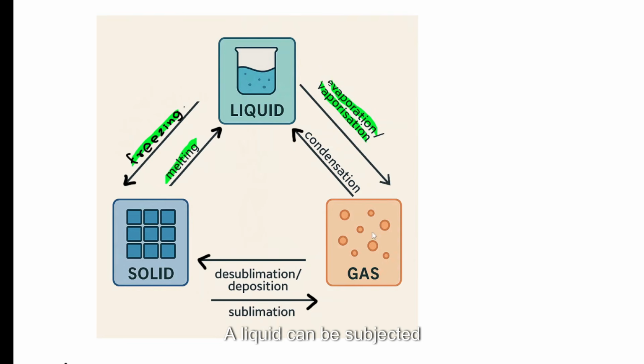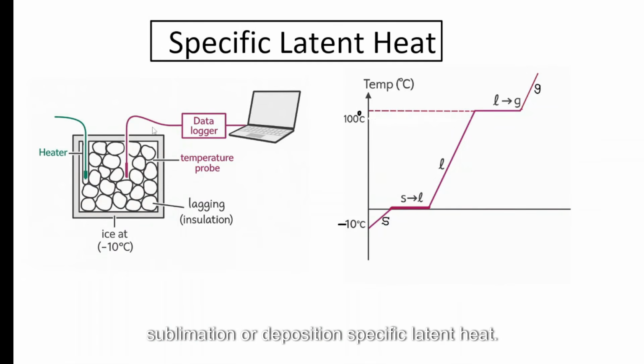A liquid can be subjected to evaporation or vaporization to turn it into a gas. A gas can be condensed to turn into a liquid. A solid can turn into a gas directly without going through the liquid phase, and we call this sublimation. The opposite of sublimation is either desublimation or deposition.